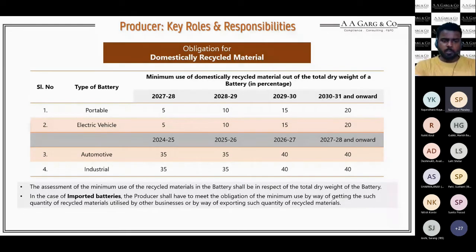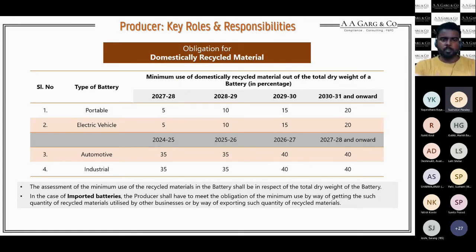So those importers, how can this importer fulfill their obligation against this use of domestic recycled material? These importers shall have to meet the obligation of minimum use by way of getting such quantity of the recycled material utilized by other businesses, or by way of exporting such quantity from India. Either they can utilize the 5% of the potable in some other business, or they can just export this 5% domestically recycled material from India. So in this way, the importer can meet their obligation.